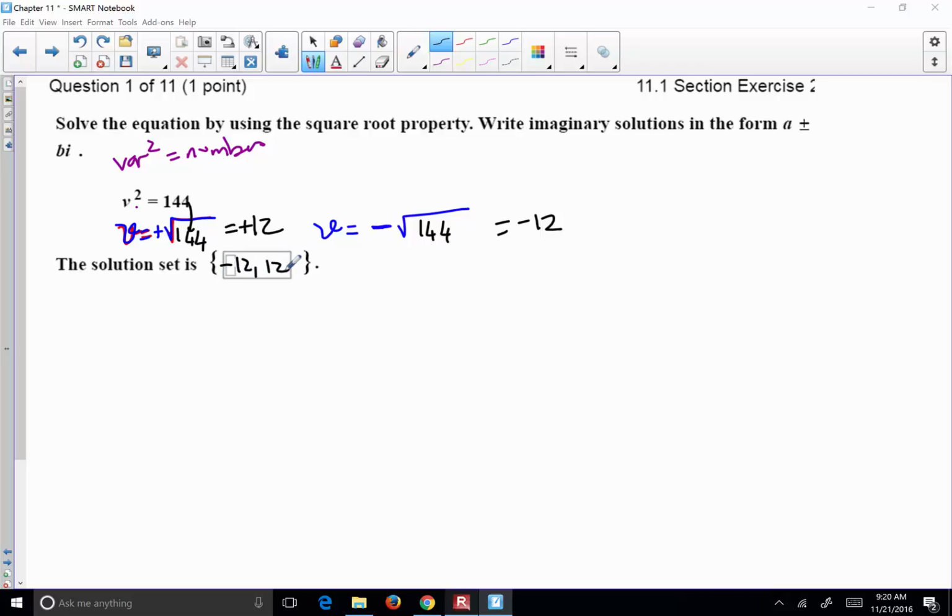Okay? Again, if you want to do the factoring method, you need to bring this to the left and work it out. It's longer, it works, but they want us to do this by the square root property. You just take the square root of both sides.